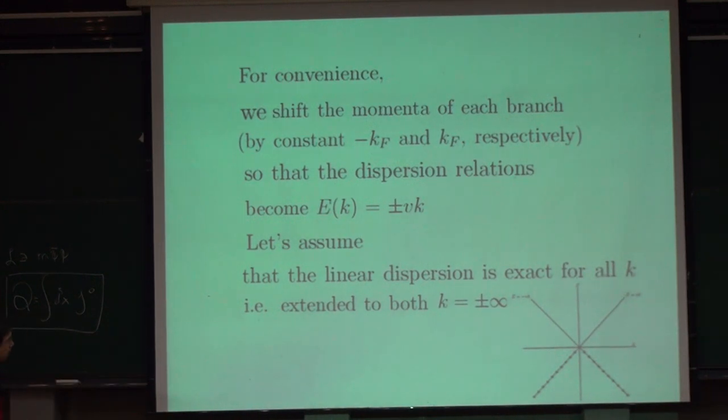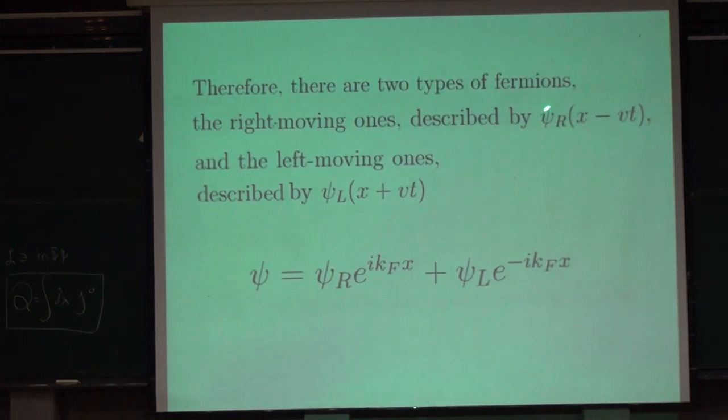And you see that Dirac-like dispersion here. We even have the Dirac equation in ordinary one-dimensional conductors. There will be interesting consequences. So therefore, there are two types of fermions. The right-moving ones described by psi r of x minus vt, and the left-moving ones described by psi l of x plus vt. And so a wave function can be the sum of these two kinds of modes, these two kinds of excitation, right-moving and left-moving.